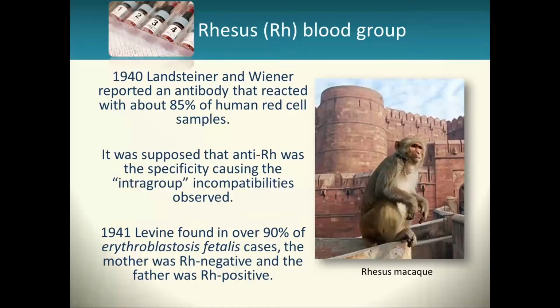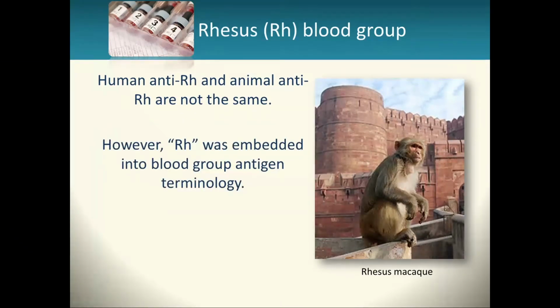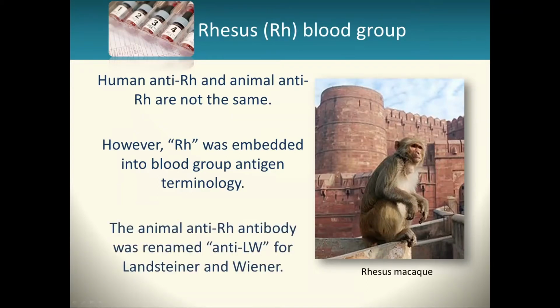And in 1941, Levine found in over 90% of erythroblastosis fetalis cases that the mother was Rh negative and the father was Rh positive. As time passed, however, it was recognized that the human anti-Rh and the animal anti-Rh were not the same. But because Rh was embedded into blood group antigen terminology, the name stuck. And the animal anti-Rh antibody was then renamed anti-LW in honor of the scientists Landsteiner and Wiener.